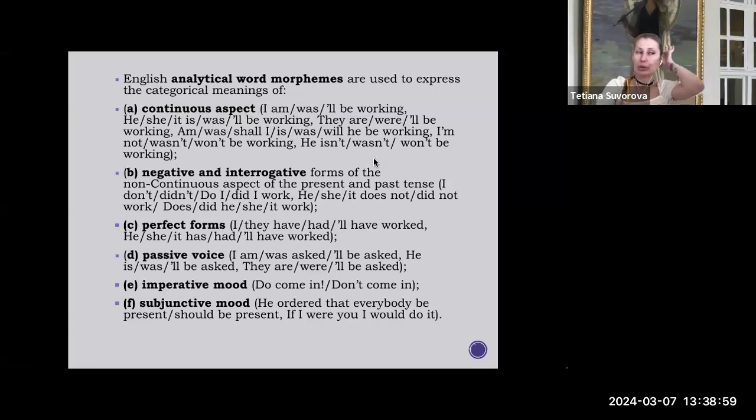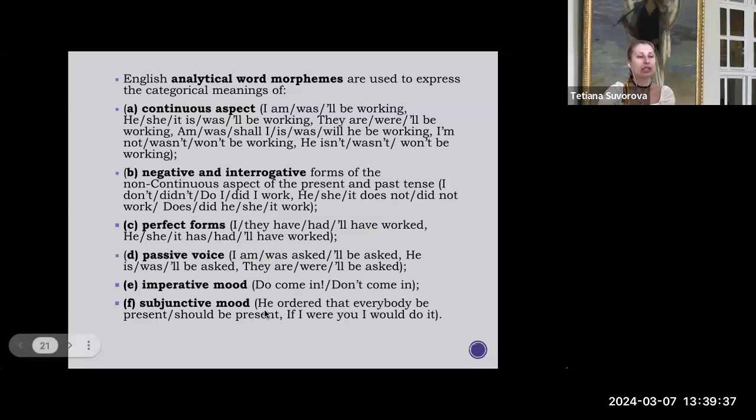You see? So for negative and interrogative, we use do, did, or if it's about continuous and perfect forms, then we speak about these auxiliaries, have for perfect, for passive, it's the verb to be. For imperative mood, it's the verb do or don't. Yes, do come in, ну заходь вже. So to emphasize the idea, because we can say come in, заходь, а якщо ну заходь вже, do come in, yes, in English we should use the auxiliary.